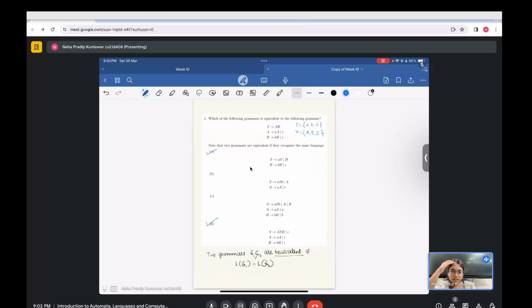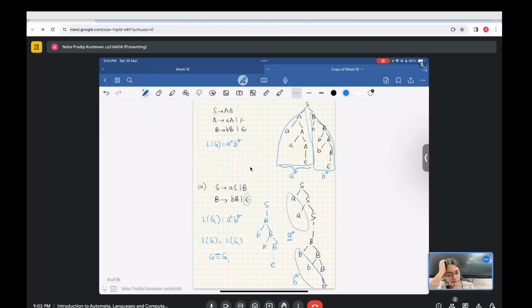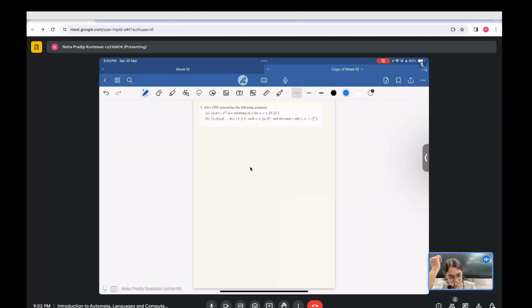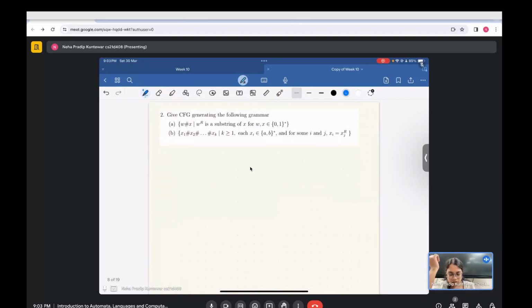So basically the takeaway is that if you want to see whether two grammars are equivalent, then you look at the languages that they generate, and check whether they are equal. So that's the thing.